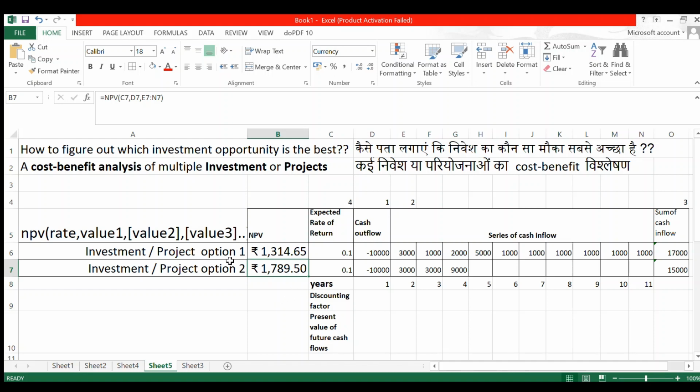So we are discussing the first project option in detail. We are spending 10,000 rupees at the beginning of the first year, and in all the subsequent years we are receiving some amount of cash inflows. So we want to calculate the net present value manually.